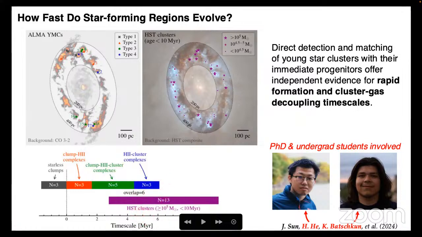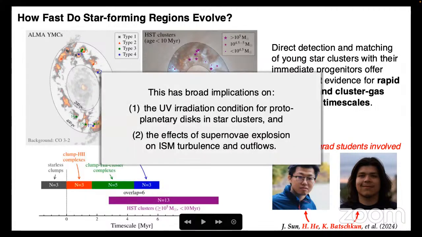I don't have much time to go into all the details, but the upshot is that we confirm that this time evolution is very rapid on the scale of star clusters and individual clouds. So far, we are only able to do this for a small sample of nearby galaxies, focusing on very bright regions, because this is not cheap. But in the future, when we have facilities such as ngVLA, this is going to be a much more widely applicable strategy. Now, this has some quite broad implications, not only in our immediate field, but also to other fields.